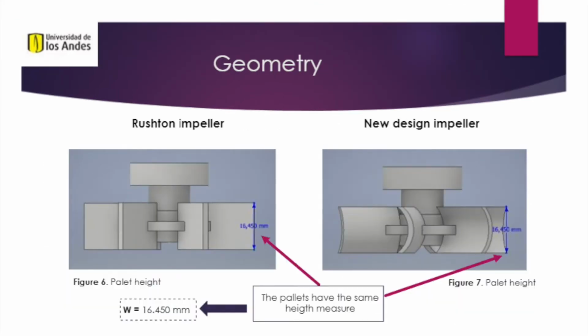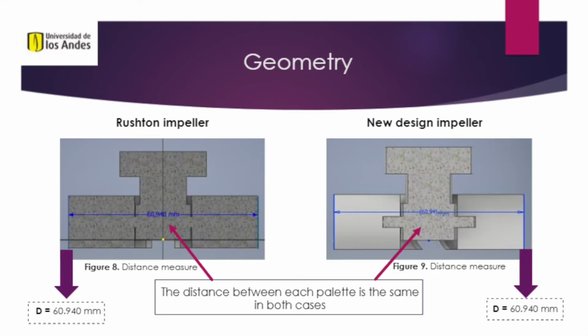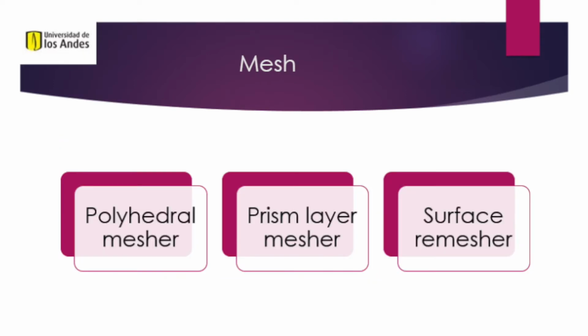In the following images, you can see the measurements of the geometry of the impeller. The measurements of the paddles and the distance between each paddle are the same, so the values of the measurements from the new paddle still do not exceed the restriction given for this new design. Our meshing assumptions are the following. Polyhedral mesher is used to have a better geometry capture, more accurate phase flux calculation, and a more homogeneous mesh. Prism layer mesher should be used to resolve flow boundary layers, but it is not needed at flow boundaries or in solids. We also used a surface remesher.